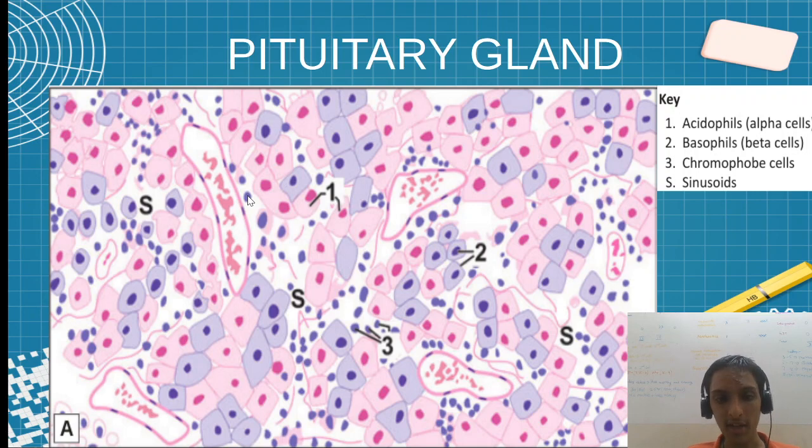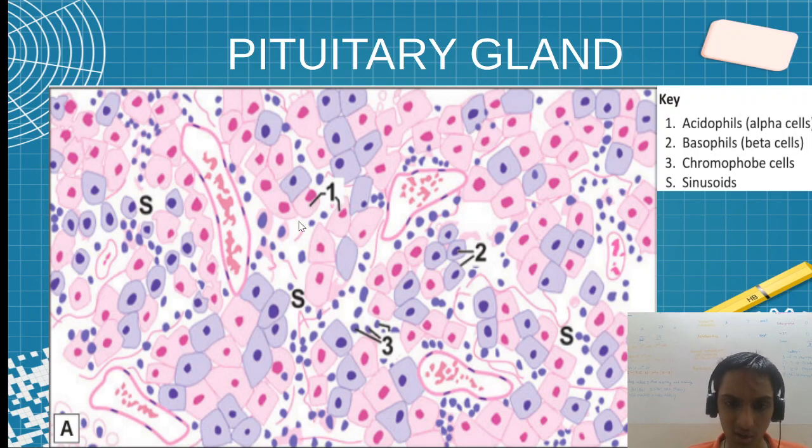So what are the important features? Three important cells we have to remember: alpha cells or acidophils, beta cells or basophils and chromophobe cells. What is the meaning of chromophobe? Please remember, chromo means color, phobe means hate. These are color hating cells. They don't like to be stained through colors. So this is the histology of pituitary gland.